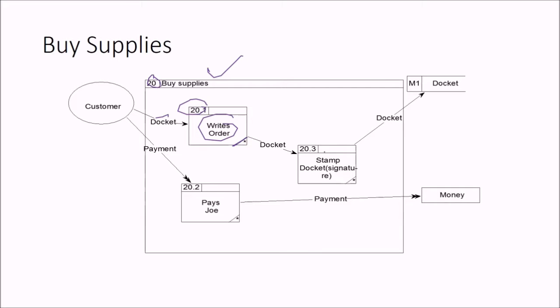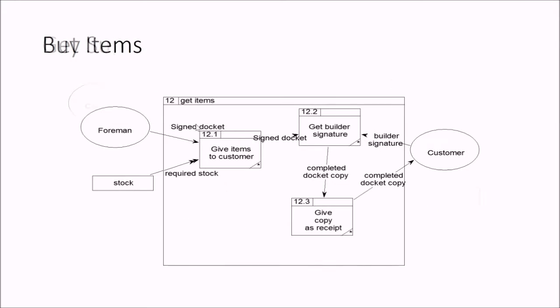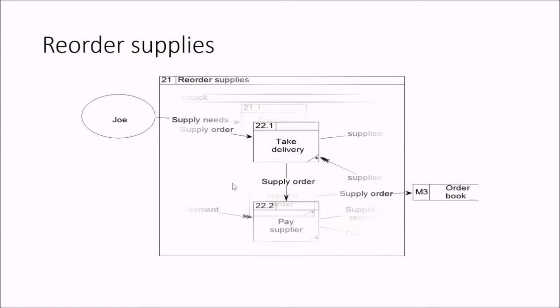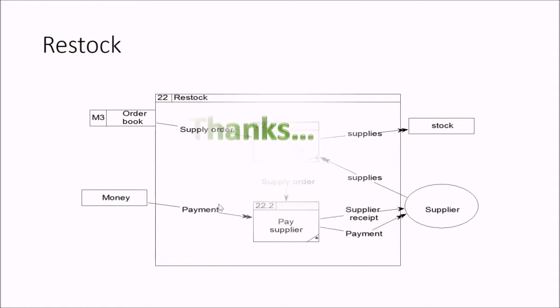So we go to the docket, 20.3, stamp docket, signature. Then the external entity, docket. Again, the money is external. So customer payment: Joe is paid and the payment is done in money. Then get item. These are self-explanatory. Please give some time to understand this, as I explained earlier. This is about the reorder supplies. This is about the restocking.